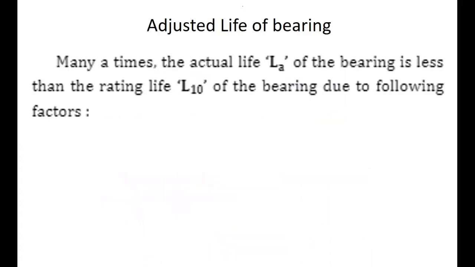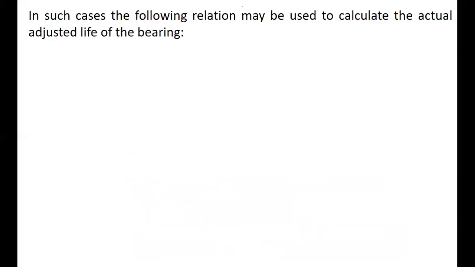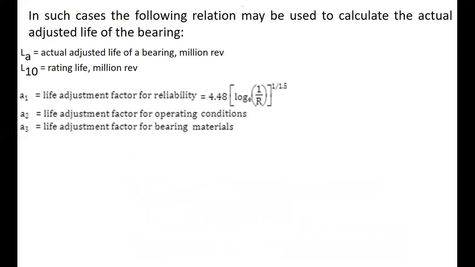Now, guys, what about adjusted life of bearing? Such sort of numericals are asked. Many a times the actual life of bearing is less than the rating life L10. Why? Because the required reliability is higher than 90%, or severe operating conditions like temperature, humidity, requirement of different bearing materials in specific applications. So if this happens that actual life is less than the rating life, then you have to do what?